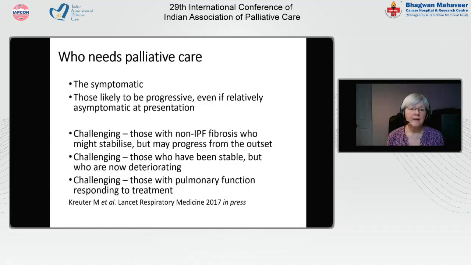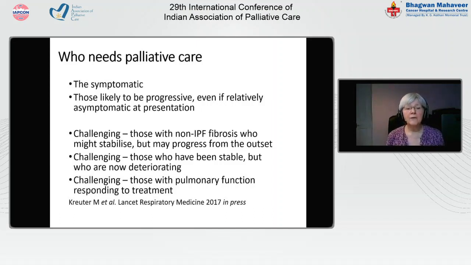These issues are challenging. There are those with non-IPF fibrosis who might stabilize, but they may also progress from the outset, so there is a degree of uncertainty if we think only about prognosis. Challenging too are those who have been stable but are now deteriorating. It's really easy to miss those patients, because the stability almost lulls the clinicians into a false sense of security, and the patients themselves.